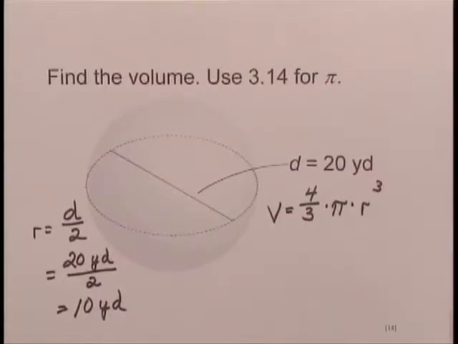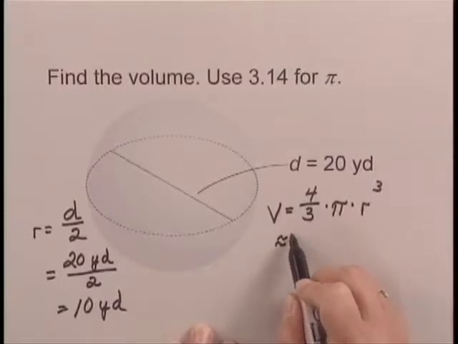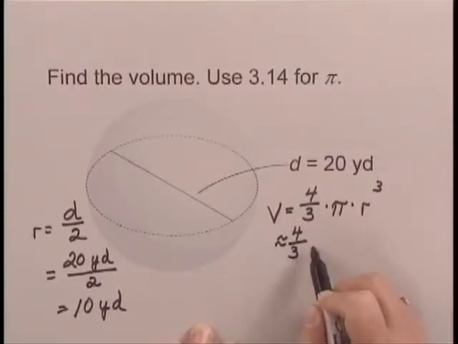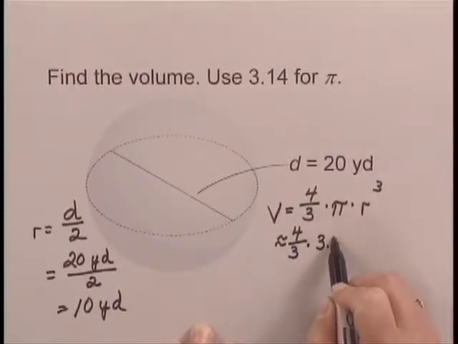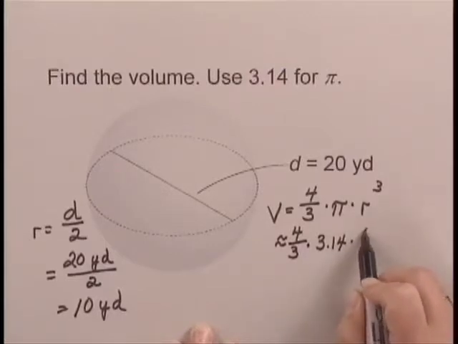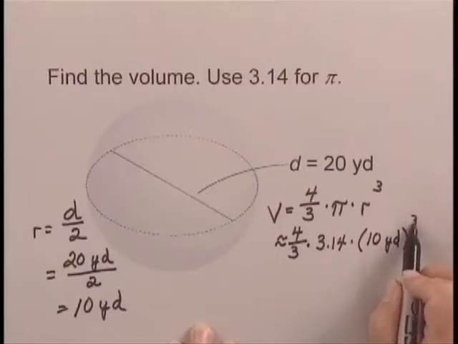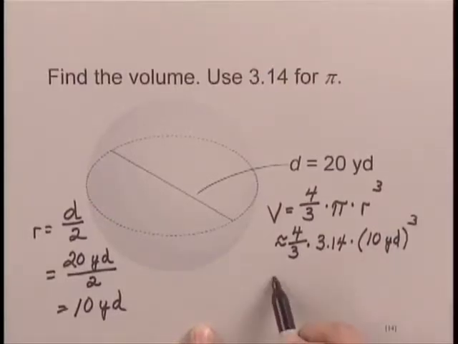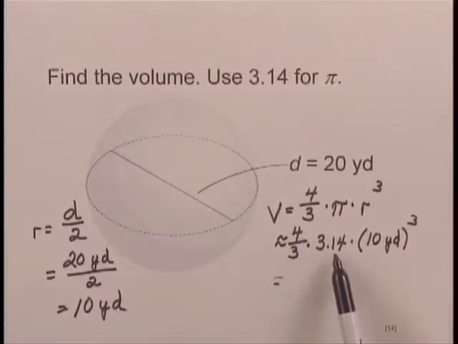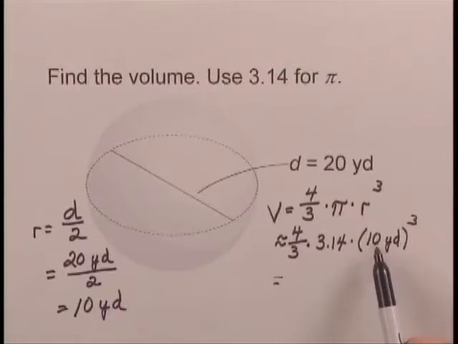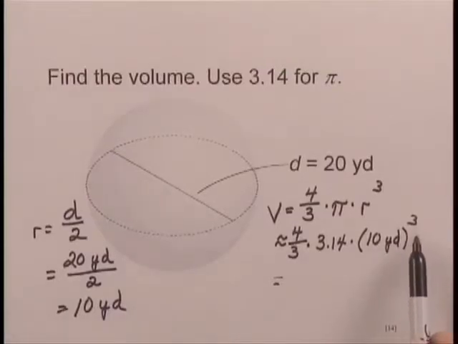I'll approximate pi by 3.14. So I'll write that V is approximately equal to 4/3 times 3.14 times the radius, 10 yards, cubed. When I multiply, I would multiply 4/3 times 3.14 times 10 times 10 times 10, because 10 yards cubed means there's 3 factors of 10.